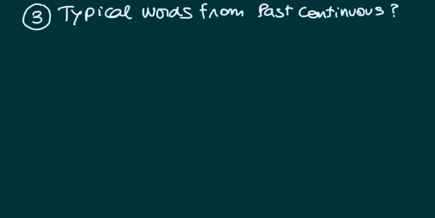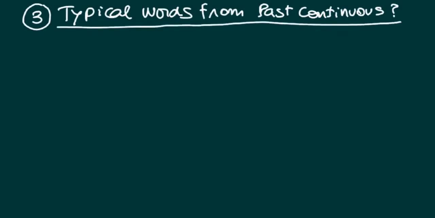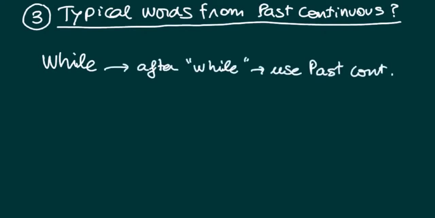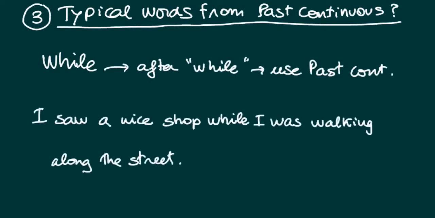3. Which are the typical words from this verb tense? There is only one typical word in the past continuous tense, and that is while. After while, you have to use the past continuous tense. For example, I saw a nice shop while I was walking along the street.